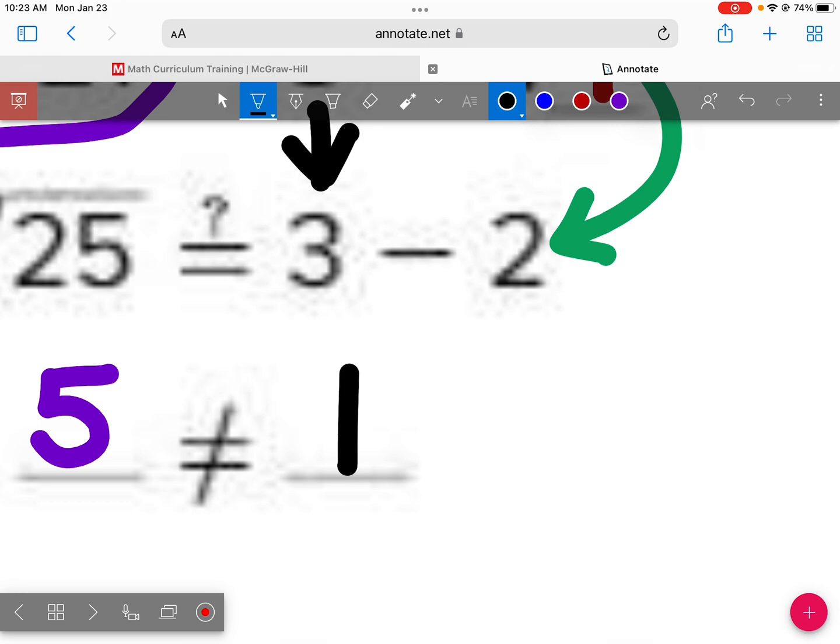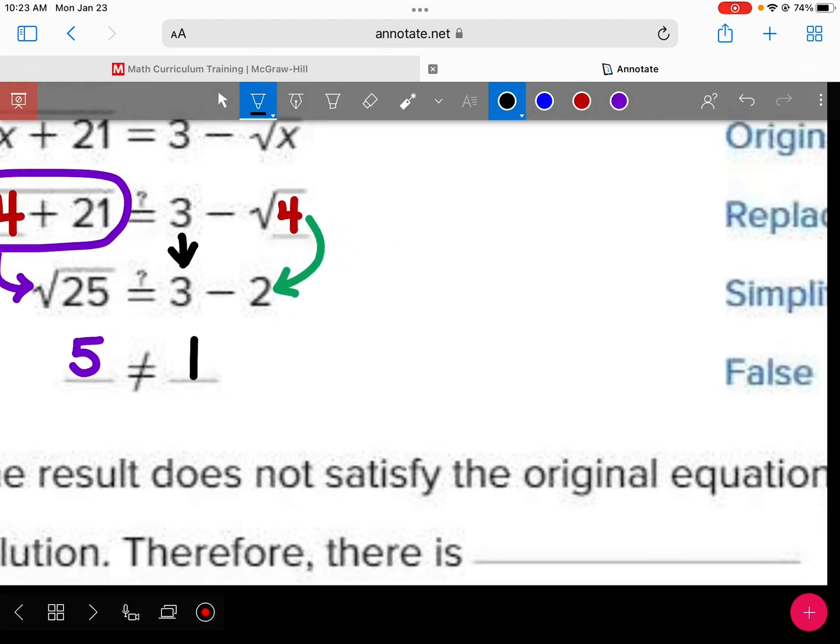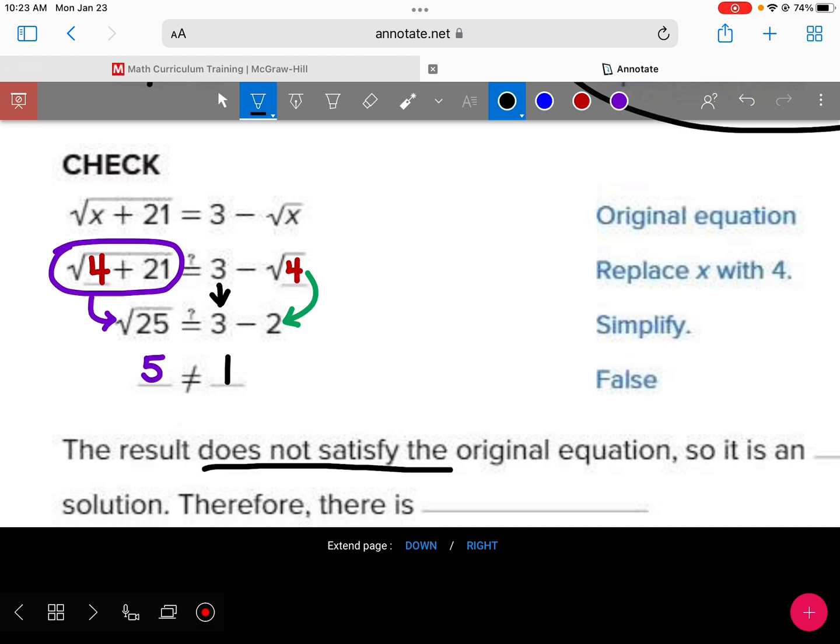Why is there a question mark on top of the equals? Good question there. We are checking to see if the two sides are equal. I don't know if the two sides are equal until I have substituted in and simplified both sides. I'm not moving things between the sides. I'm leaving them where they are and seeing if those two sides are equal. Are these two sides equal? No. 5 does not equal 1. The result does not satisfy the original equation.